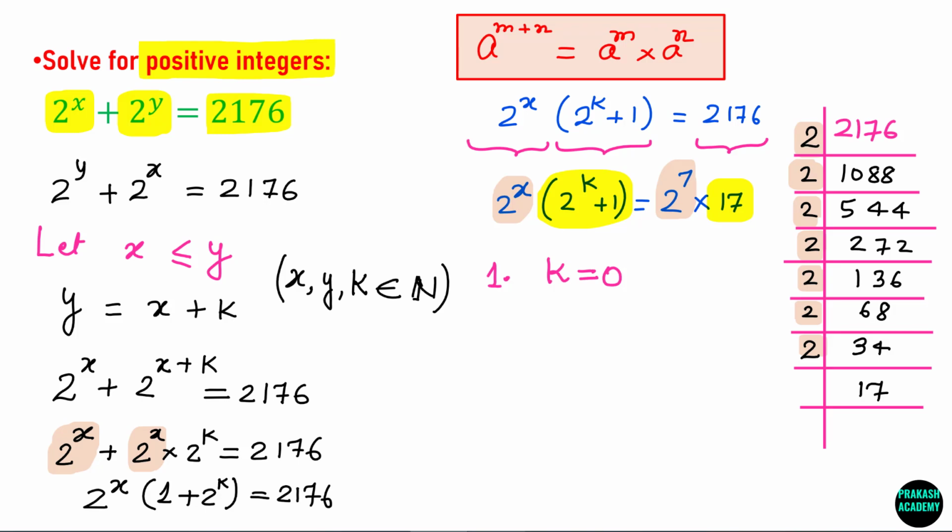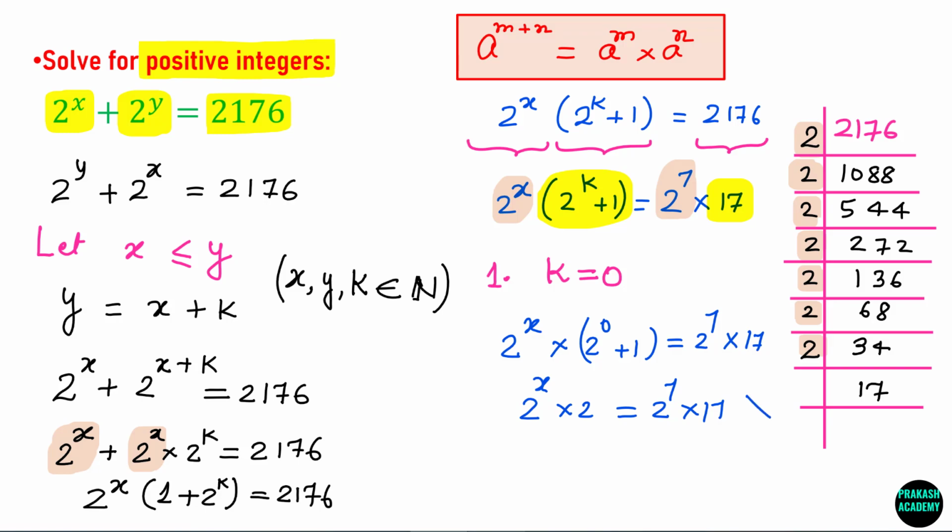Now in this case what will happen? 2 raised to the power x times 2 raised to the power 0 plus 1 is equal to 2 raised to the power 7 into 17. So this is 2. So 2 raised to the power x times 2 is equal to 2 raised to the power 7 times 17. This will never be satisfied because we have an even number on this side and on this side we have an odd number. So there is no solution for this case. k equals 0, no solution.